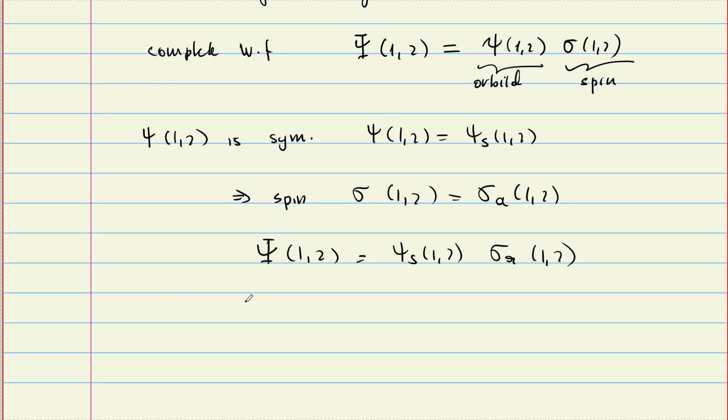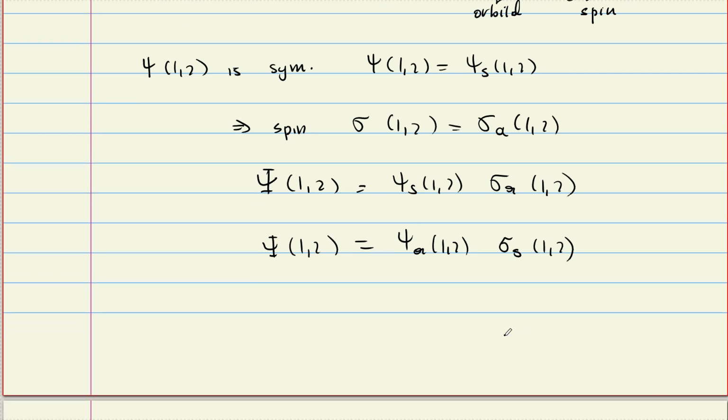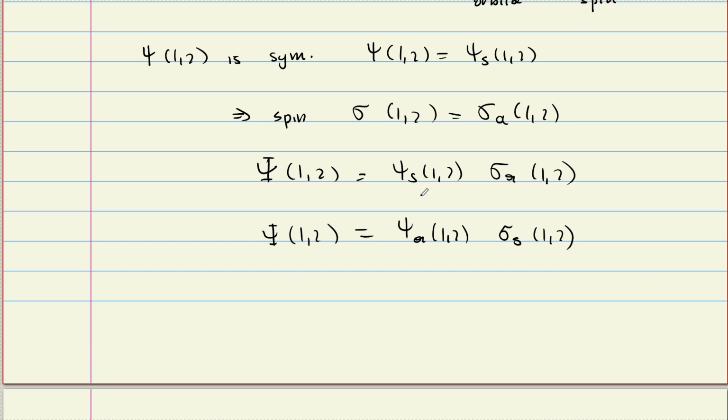So this is one option. The other option is psi 1, 2 can be anti-symmetric, like this p orbital we outlined in the previous case, but sigma symmetric in 1, 2. Since we understand the orbital part, psi s and psi a are just the s and p orbitals we considered in the first lecture, let's focus on the spin part.